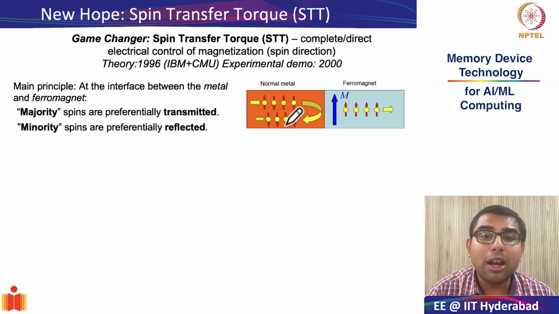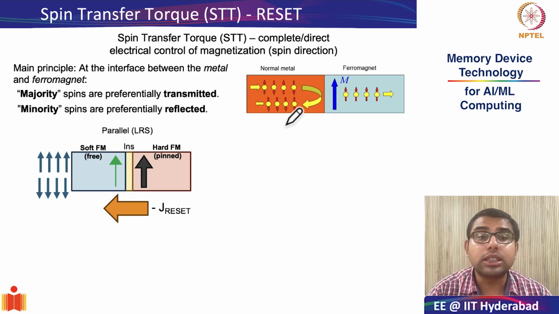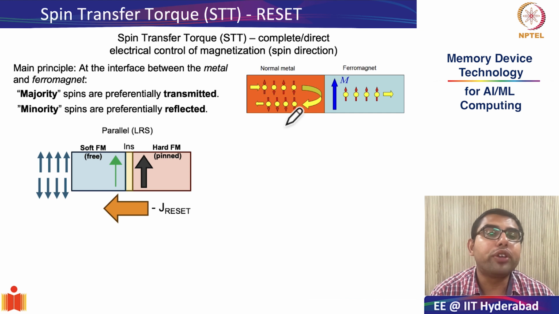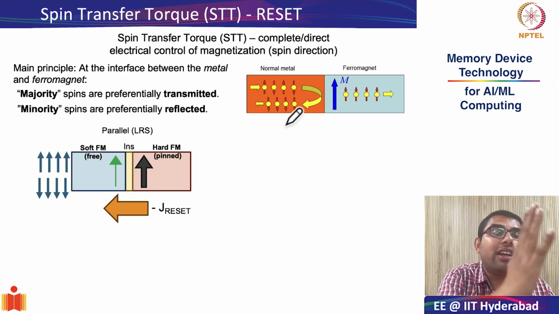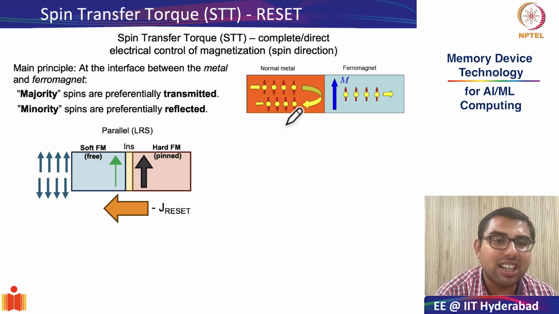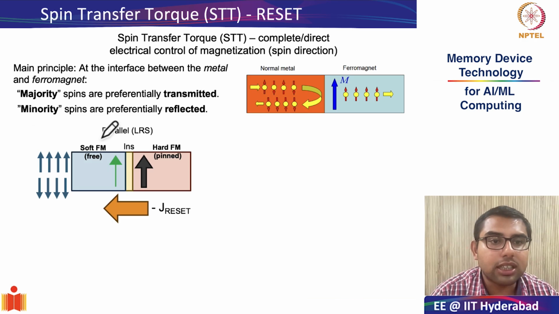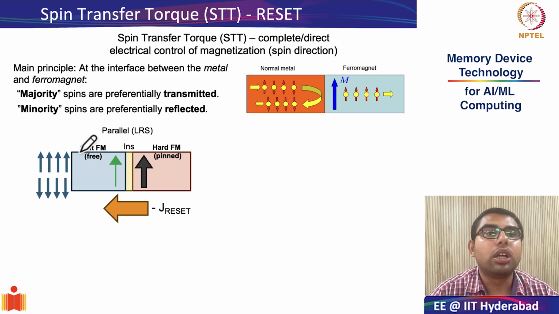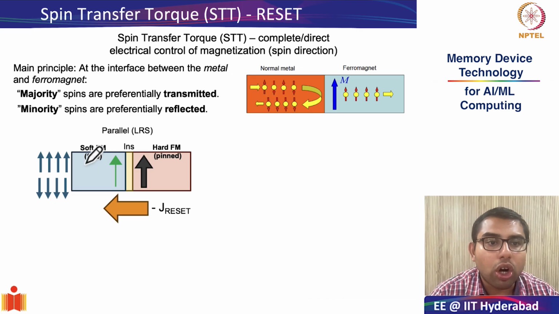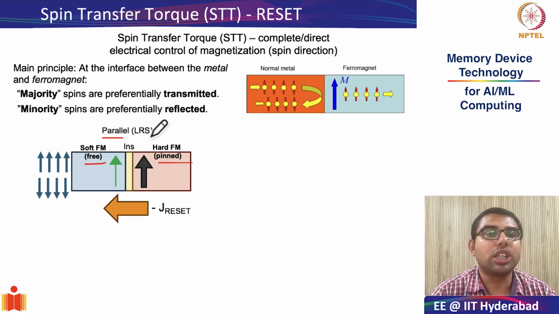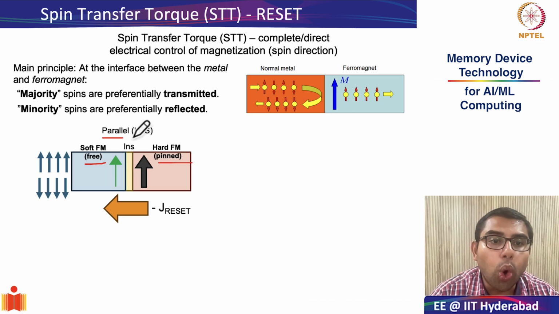Okay, so how does it help in our magnetic tunnel junctions? In our magnetic tunnel junctions, the spin filtering happens at the interface of your hard ferromagnet, or pinned ferromagnet, and a normal metal, or the interface of MgO. So let us understand this with the actual set and reset cycles. First, let's consider that the magnetization in the soft ferromagnetic layer, or the free layer, and the pinned layer is in the same direction. Since this is a parallel direction, this device is in the low resistance state.